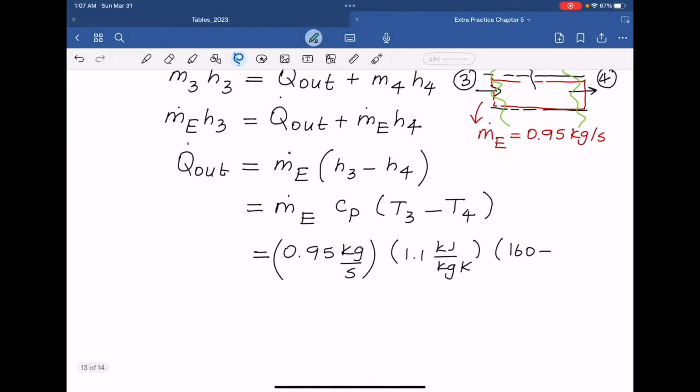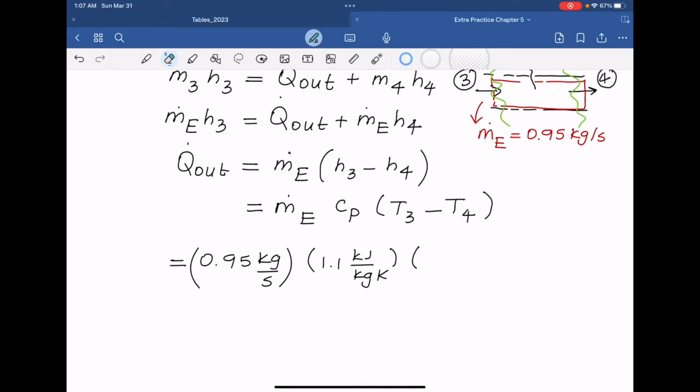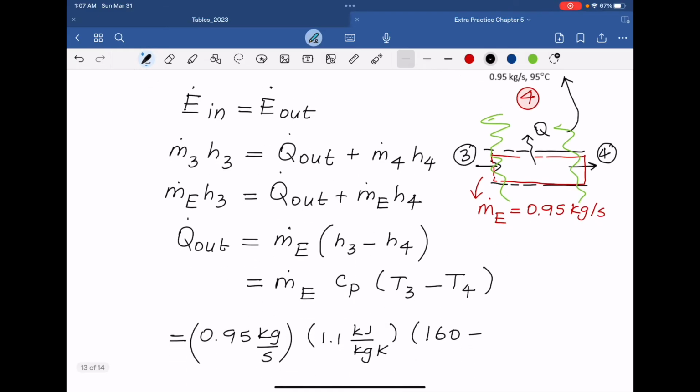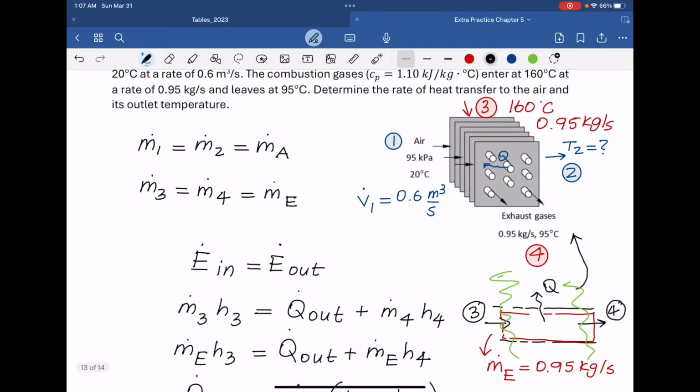Let me move this a little bit, this direction. Okay, right, 160 minus the exit 95, right? So therefore here in this situation, as you might notice, labeling the inlets and exit with correct numbers are very important. So it prevents you from making any mistakes. So this is the heat interaction they're asking for, and we found it. The next thing we need to find is outlet temperature.